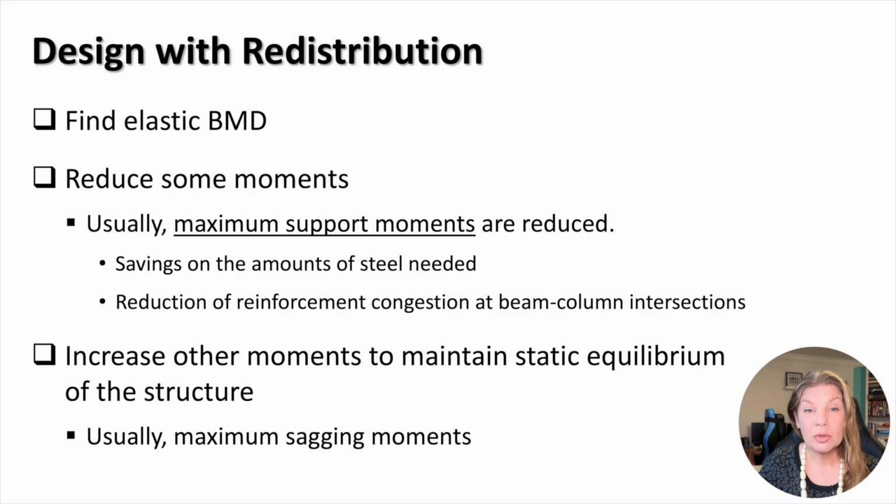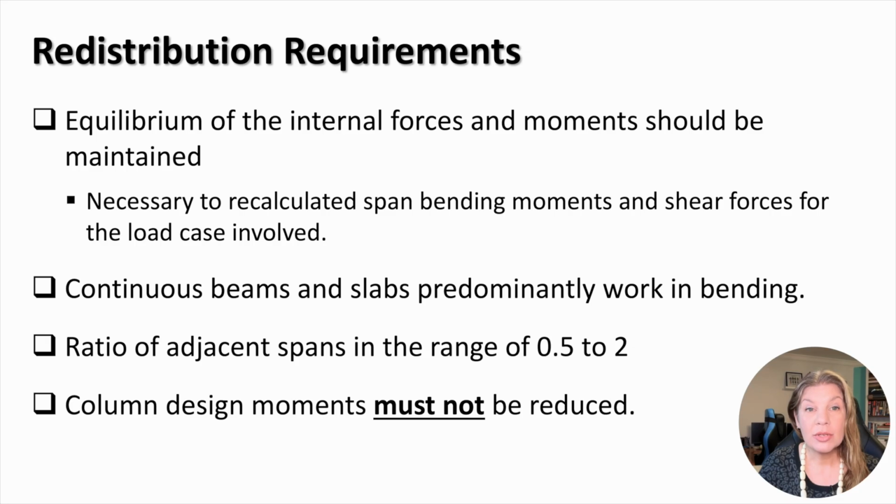The design with redistribution starts with the derivation of the elastic bending moment diagram. Next, maximum support moments are reduced. This leads to saving on the amounts of steel needed and a reduction of reinforcement congestion at beam column intersections. Span moments are increased to maintain static equilibrium of the structure. The process of moment redistribution should assure that the equilibrium of the internal forces and moments is maintained. This leads to recalculation of span bending moments and shear forces for the load case involved.